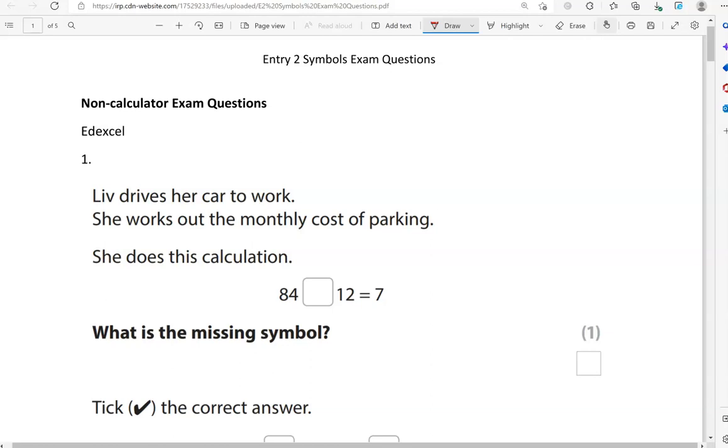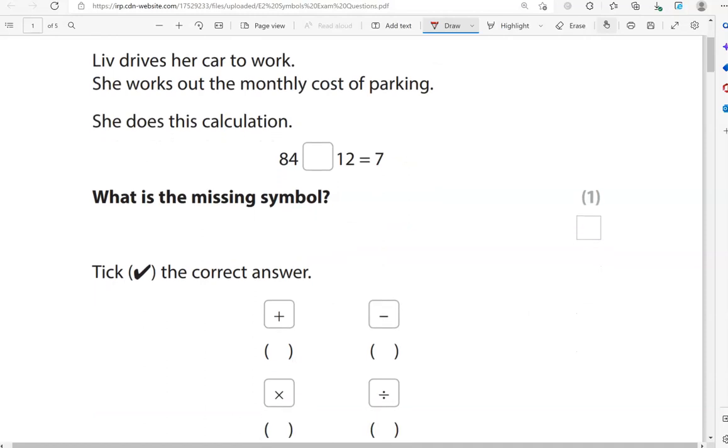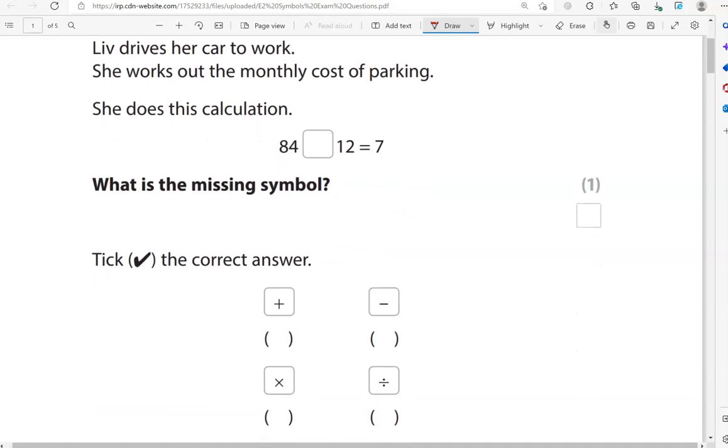Here's the first question. Liv drives her car to work. She works out the monthly cost of parking. She does this calculation. 84, there is a missing symbol, 12 equals 7. What is the missing symbol? Tick the correct answer. So is it addition? Is it subtraction? Is it multiplication or division?